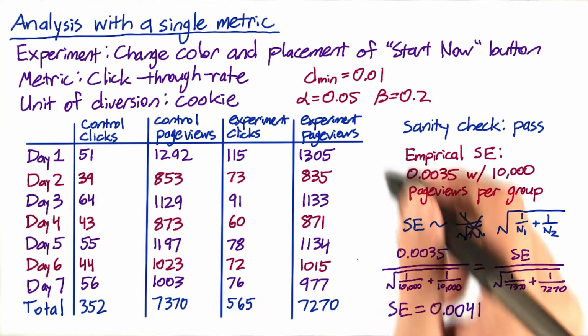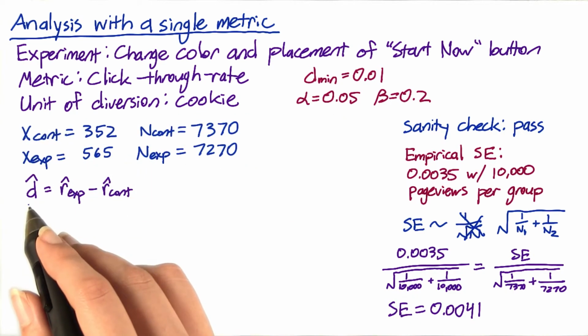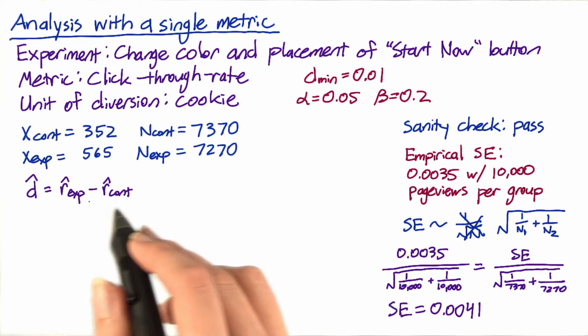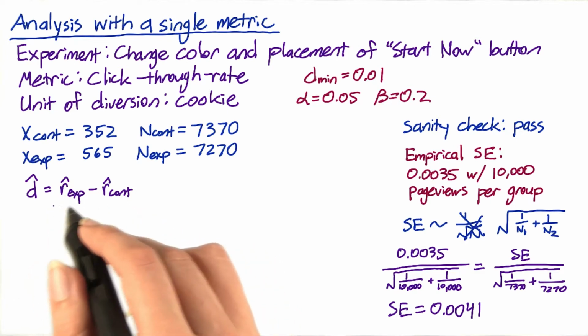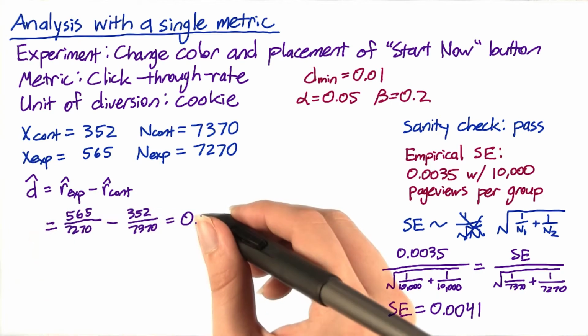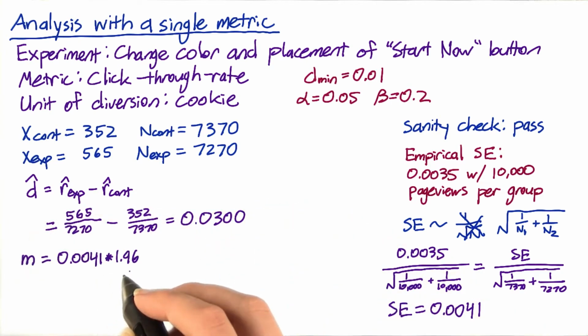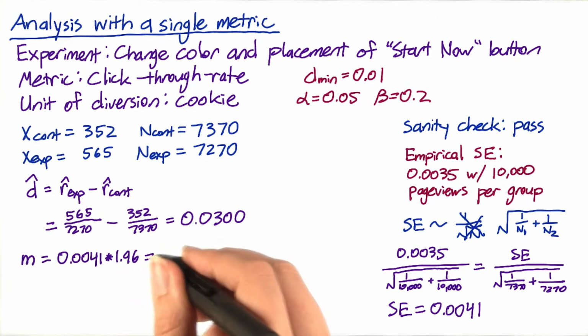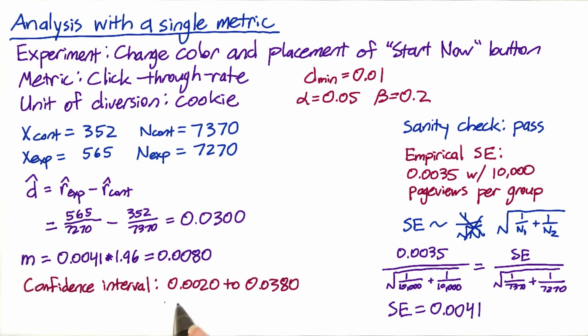Now I'll replace this table of results with just the total numbers to make a little more room. Now I'll estimate the difference between the click-through rates in the control and experiment groups by subtracting the control estimated click-through rate from the experiment estimated click-through rate. And this comes out to 0.0300. Then the margin of error is the standard error times 1.96, which comes to 0.0080. Then the confidence interval is from 0.0020 to 0.0380.